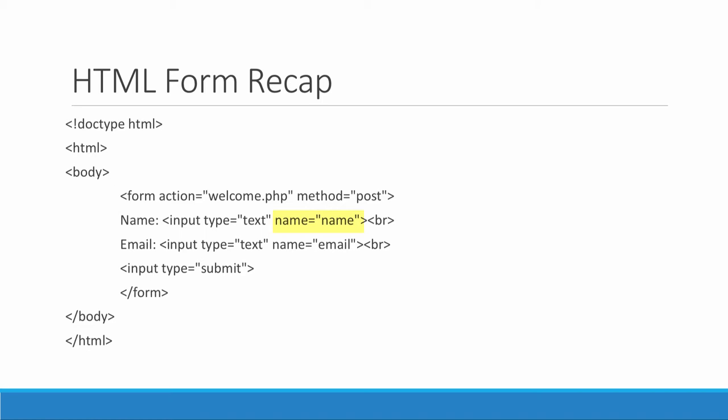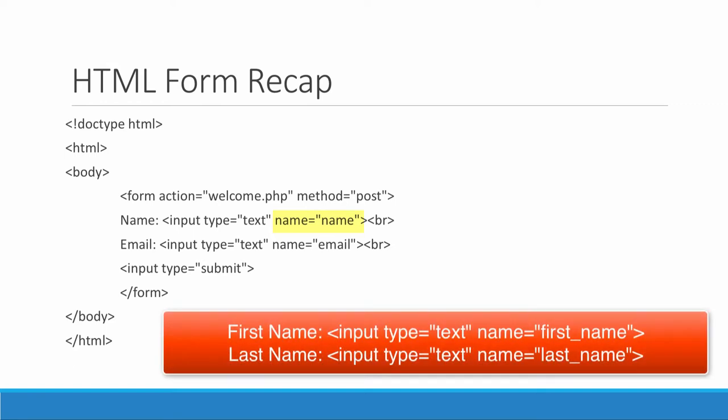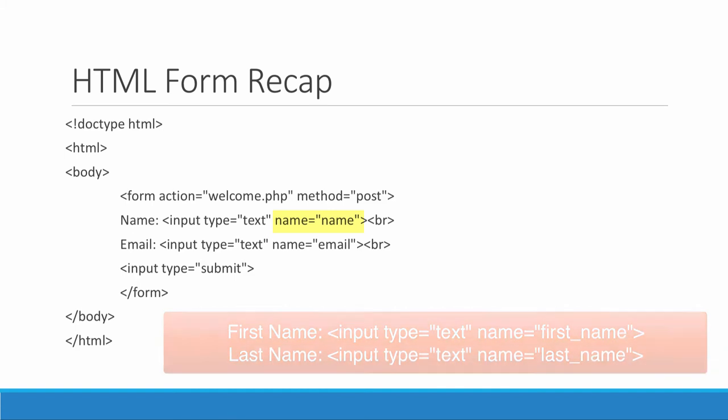What that means is we're trying to name this something that we will understand. So for example, if we made this a first name and last name field, we would call this one probably like first underscore name or first dash name. And then the next one would be like last underscore name. But in this case, it's just name.